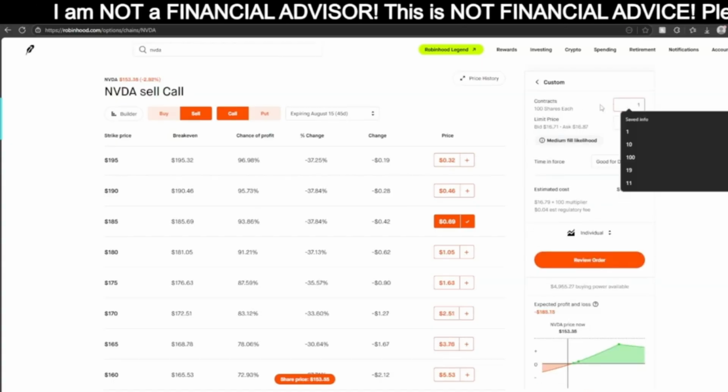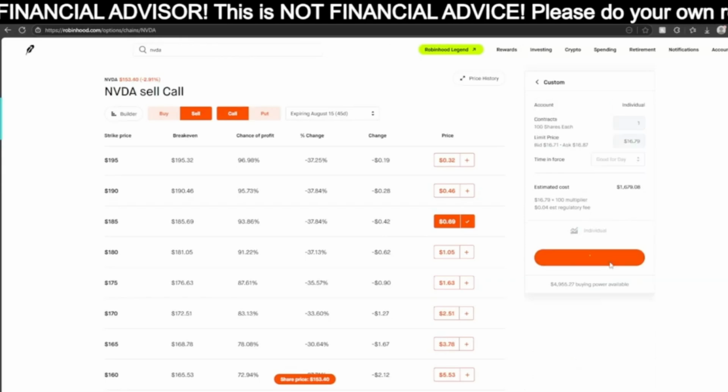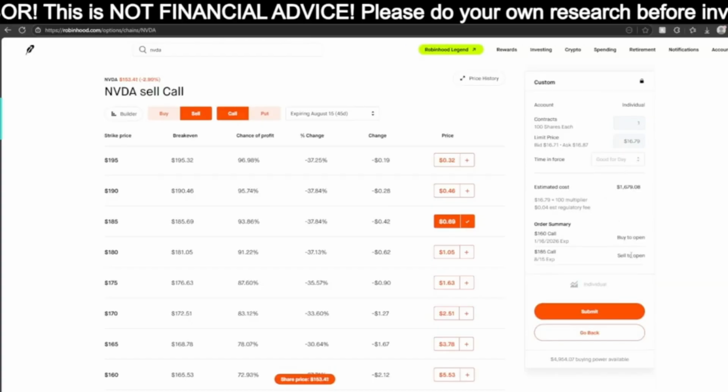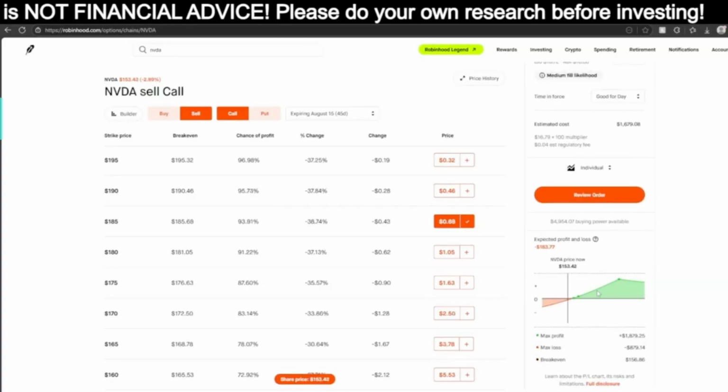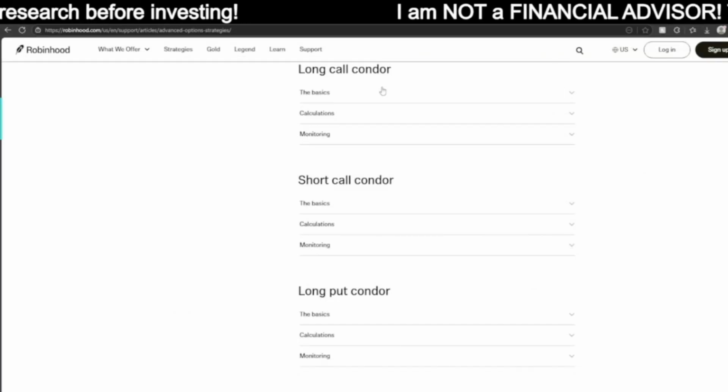So if I wanted to open it, I would say, okay, let me do $16.79 here. It's going to cost me a lot of money, as you'll see. But I don't need collateral or cash for shares or anything of that nature, which is really, really good. So the first one we're looking at is what's called a long call condor strategy.